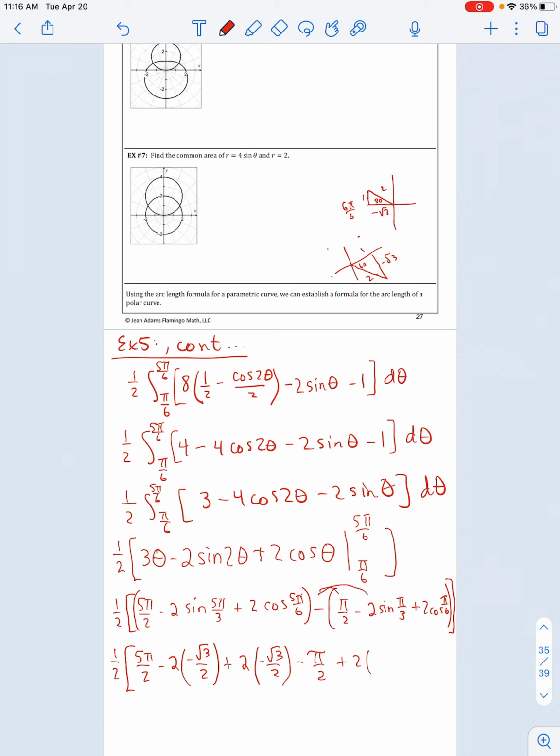Now minus pi over 2, I'm distributing the negative here, plus 2. My sine of pi over 3 is sine of 60 degrees, square root of 3 over 2. And then distribute my negative, minus 2, and my cosine of pi over 6 would be square root of 3 over 2.